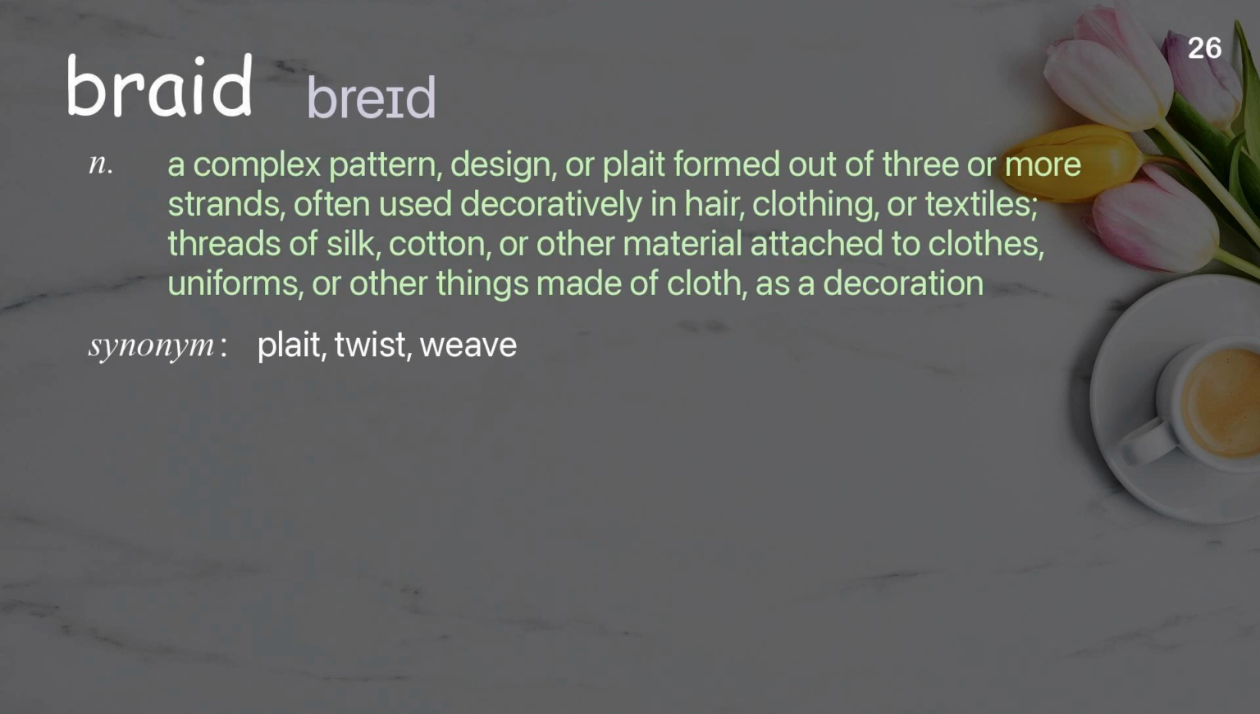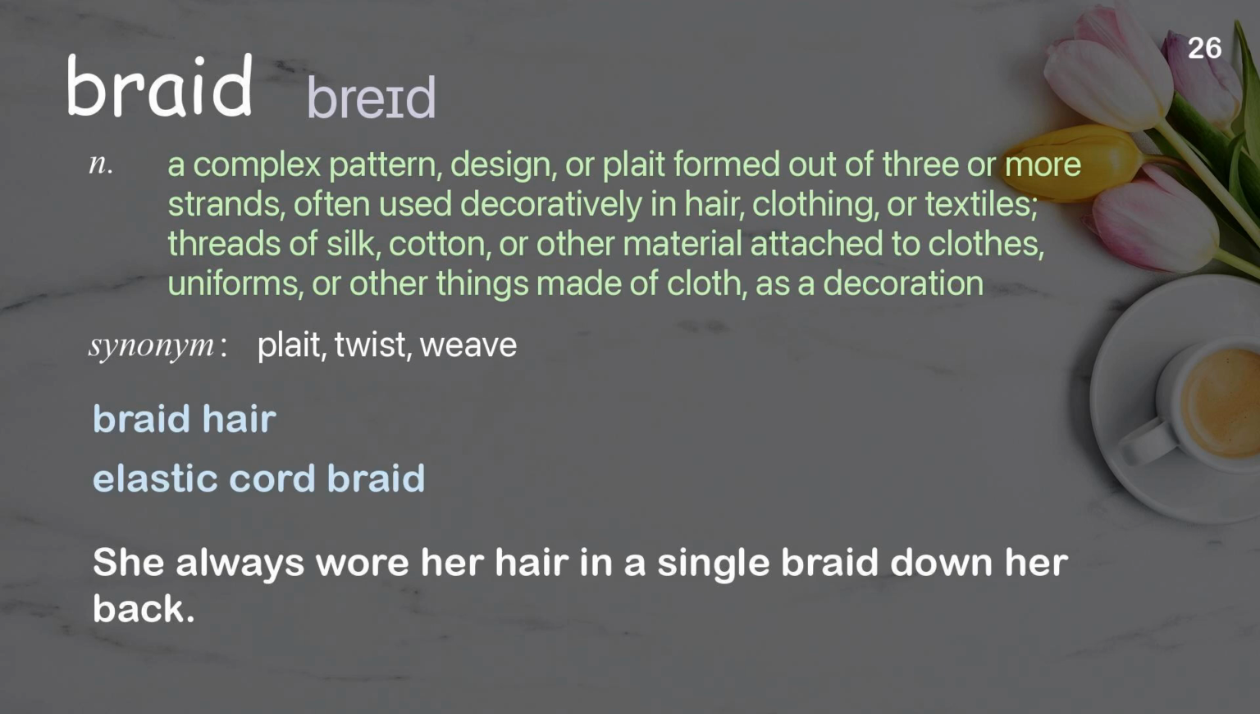Braid. A complex pattern, design, or plait formed out of 3 or more strands, often used decoratively in hair, clothing, or textiles; threads of silk, cotton, or other material attached to clothes, uniforms, or other things made of cloth, as a decoration. Examples: Braid hair. Elastic cord braid. She always wore her hair in a single braid down her back.